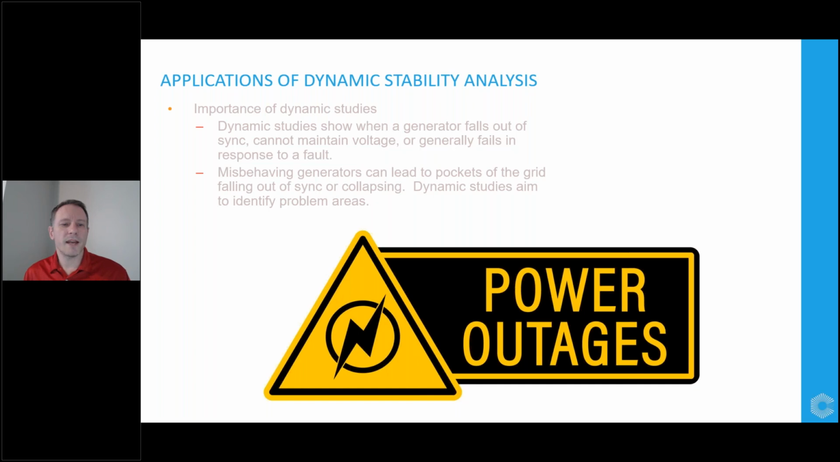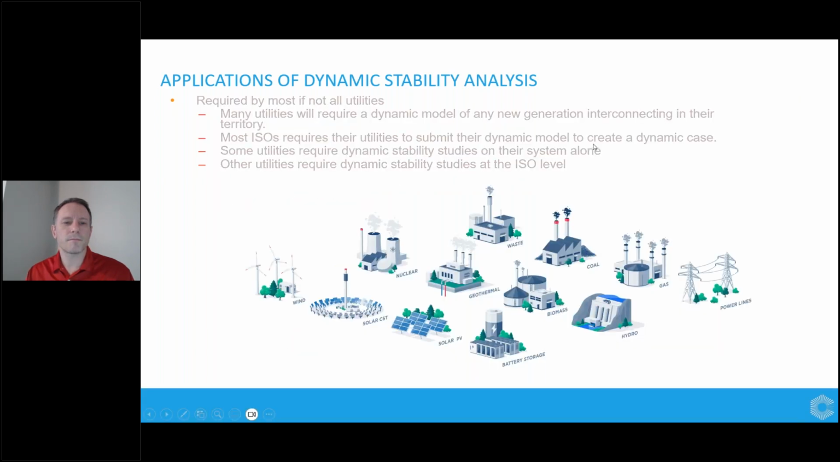So if it's really bad, the misbehaving generators can cause pockets of the grid to fall out of sync, and that becomes a real major problem. So the dynamic studies really try to identify the problem areas so that they can be dealt with and figure out what's causing it.